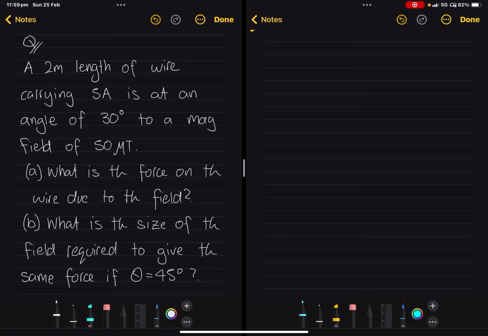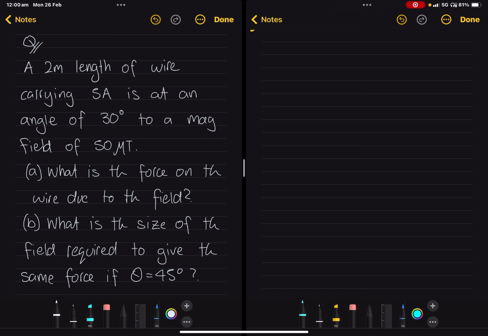Okay, so we've got another electromagnetics question here. We're told a 2 meter length of wire carrying 5 amps is at an angle of 30 degrees to a magnetic field of 50 microteslas. What is the force on the wire due to the field? And what is the size of the field required to give the same force if theta was equal to 45?